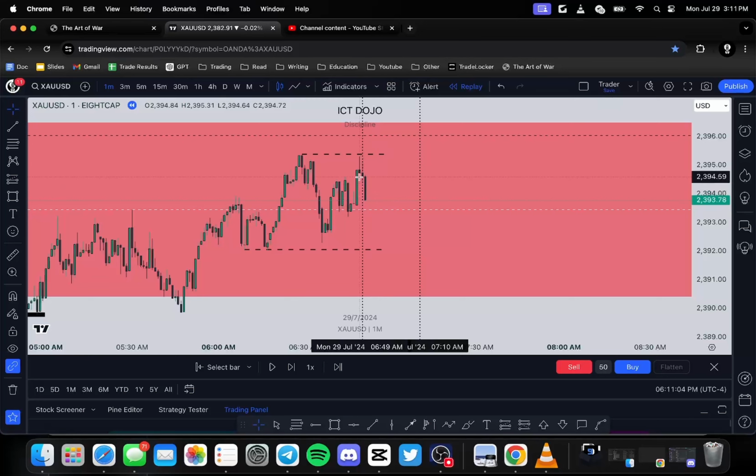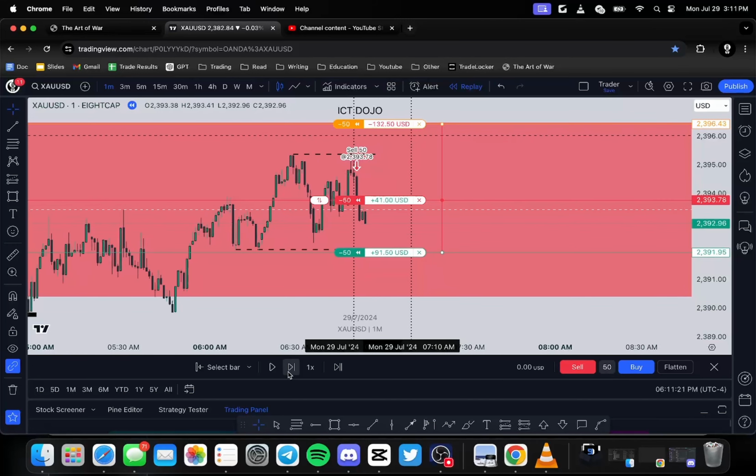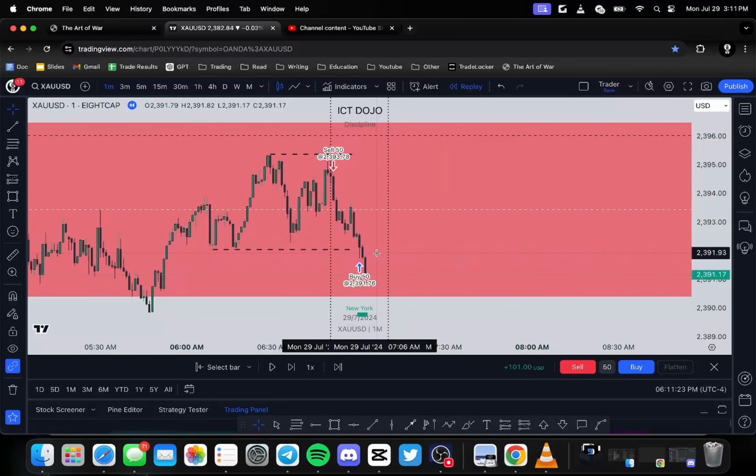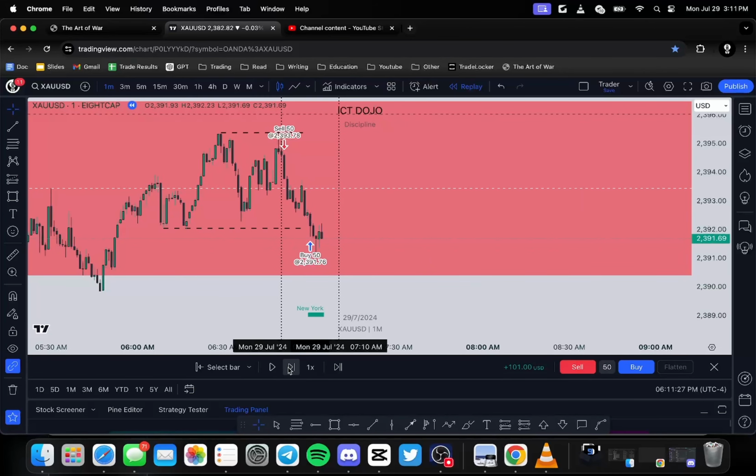And macro starts. Boom, we disrespect the bullish FVG right here. Just going to get in because I don't need to anticipate it to sweep this high if I'm in a bearish daily fair value gap. And what am I going to aim for? I'm just going to aim for the lows. Boom, I'm out.